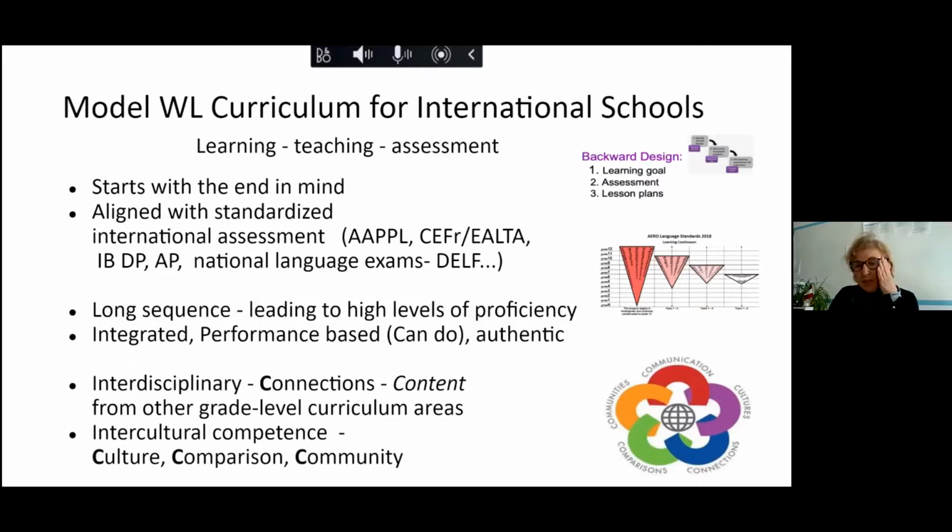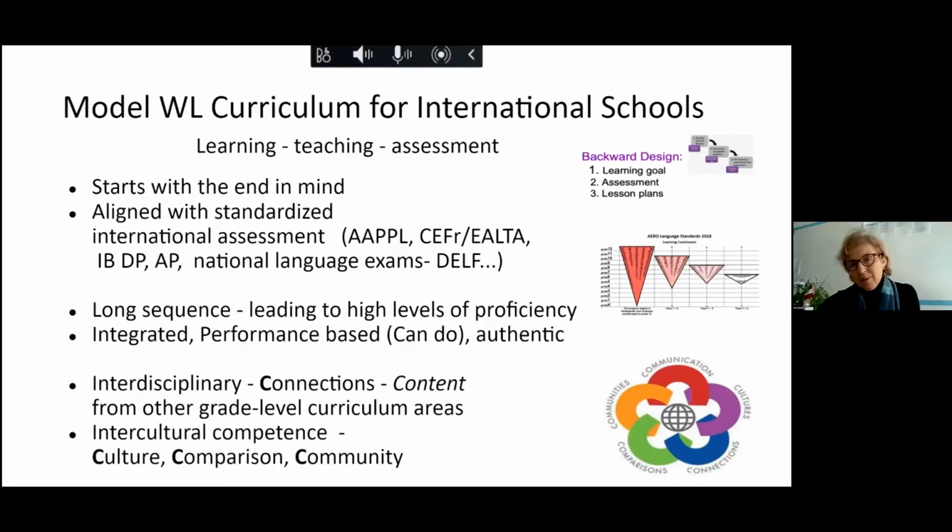So basically, both Elvira and Neus talked about the trinity of learning, teaching and assessment. So our planning for the model curriculum always started with the assessment. It started with the end in mind. And one of the questions in the chat was also, how is it aligned with the standardized international assessments? So basically, we were looking at the end in mind, where students have to be.